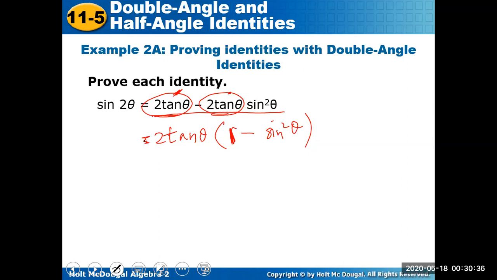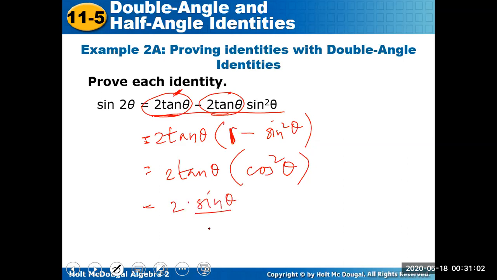Start solving. 2 tan theta is 2 tan theta, just keep it as it is for now. 1 minus sine square theta is cosine square theta. We know that from the identity sine square theta plus cosine square theta equals 1. So using that we can say 1 minus sine square theta is cosine square theta. So now tan theta means sine theta over cosine theta. Then multiply with cosine square theta.